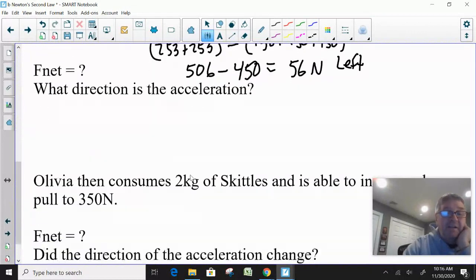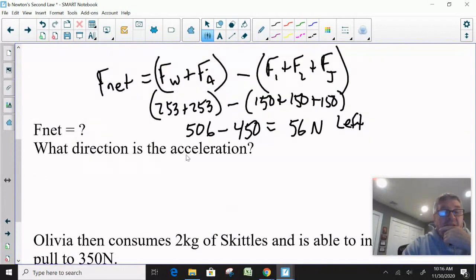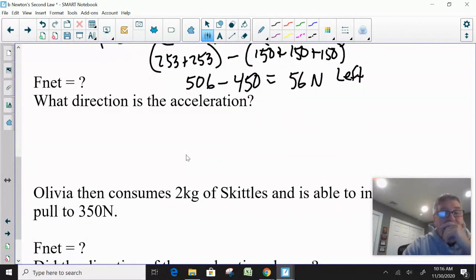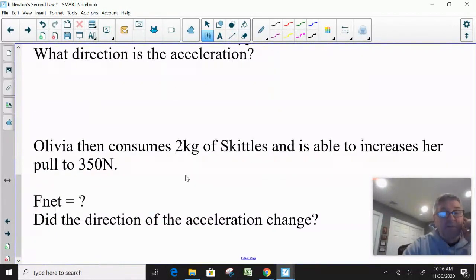And again, we could change some things. We could calculate the acceleration. For some reason, I had Olivia consuming tons of Skittles. Oh yeah, she eats lots of candy. Sorry, Olivia, I didn't specify which one, but you guys can fight over that. Olivia eats lots of Skittles, and now she has much more strength. She can now pull at 350. Calculate the new net force. Well, if one of the Olivias is pulling at 350 and the others are pulling at 150, then you can get the new net force.